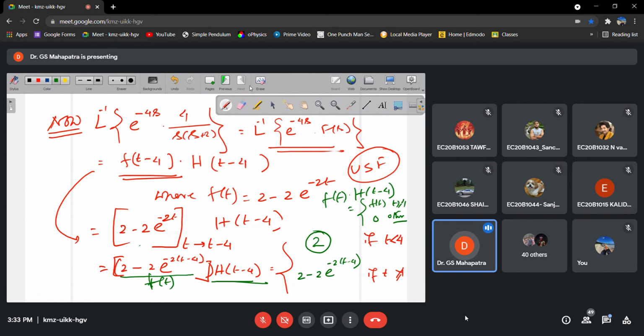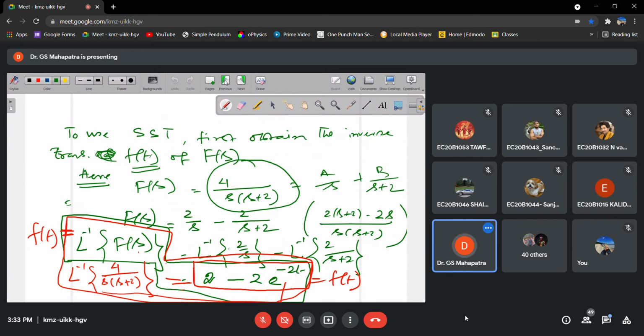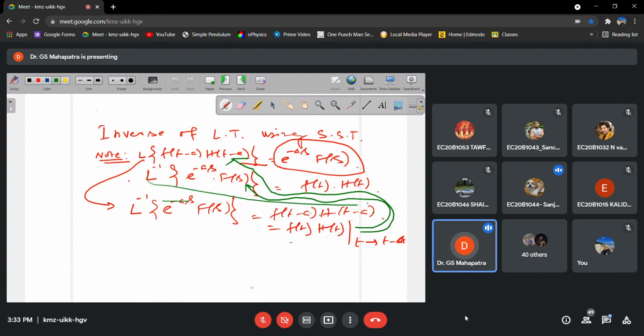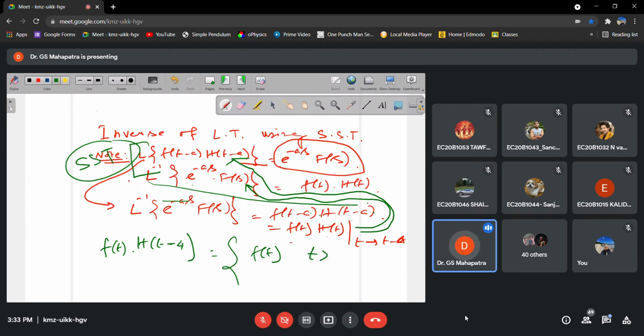Now I understood, you are confusing it with this one, correct? This is the theorem. This is not the definition of the Heaviside function. Now I got it, sir. This one is actually the second shift theorem, not the definition of the Heaviside function. F of t into h of t minus a, or t minus 4. So that is f of t for t greater than or equal to 4, 0 otherwise.